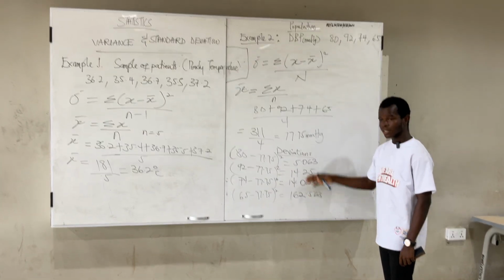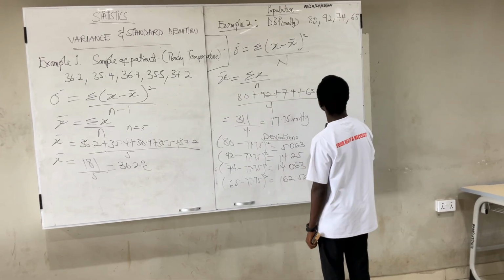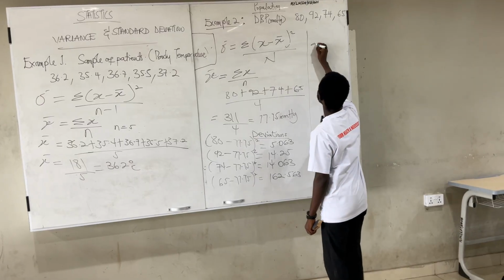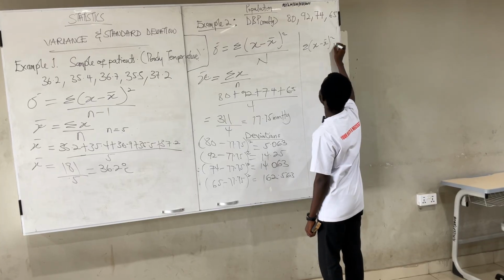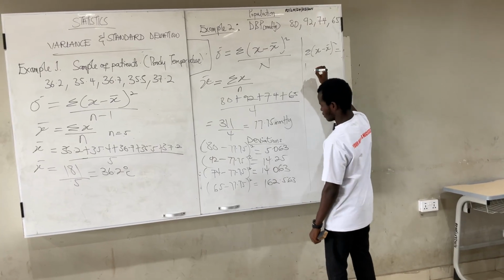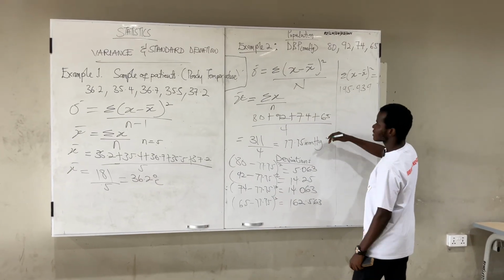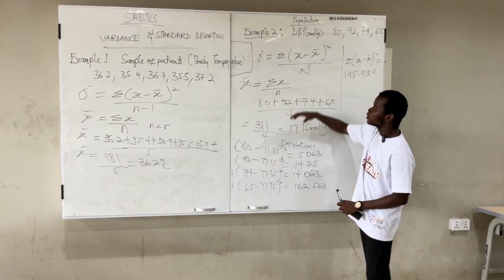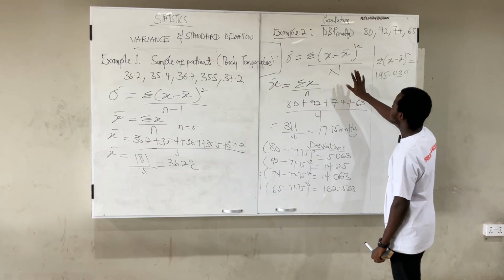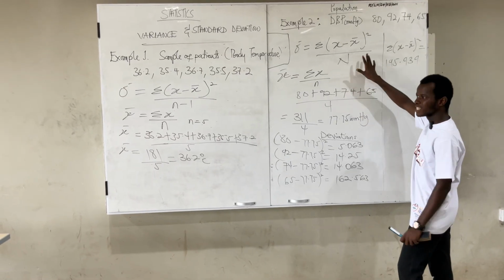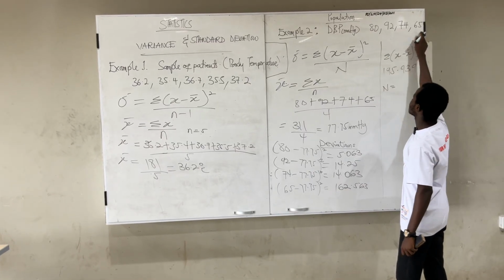So the summation of the deviations will give us 195.939. So this is the summation of the deviations. It means we are done with the numerator. Now, the denominator for population data, you are not supposed to subtract anything from the number of observations. So n will be 1, 2, 3, 4.